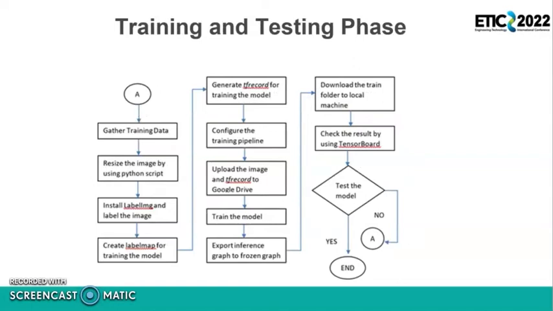Okay, this is the training and testing phase flowchart. The training and testing phase starts with gathering training data. The video will be extracted into frames and resized using Python scripts. Next, the resized images will be labeled using LabelImg software, which then produces the label map for training purposes. The model is trained after the images and the TF record file have been uploaded to Google Drive, and the output inference graphs will be exported to a frozen graph. The train folder will then be downloaded to the local machine, and the result can be checked using TensorBoard.